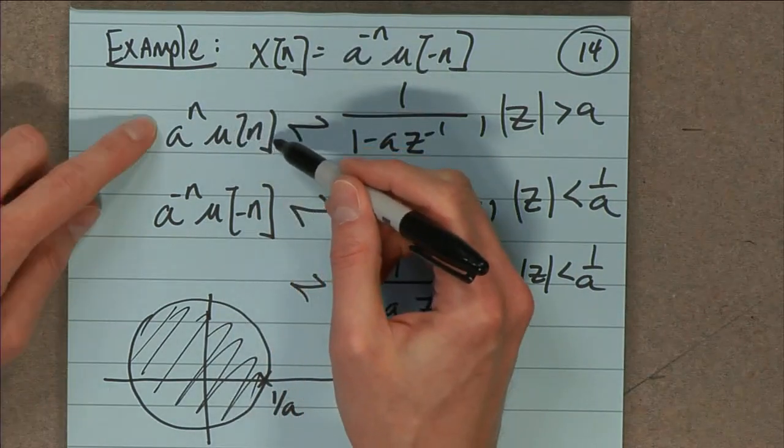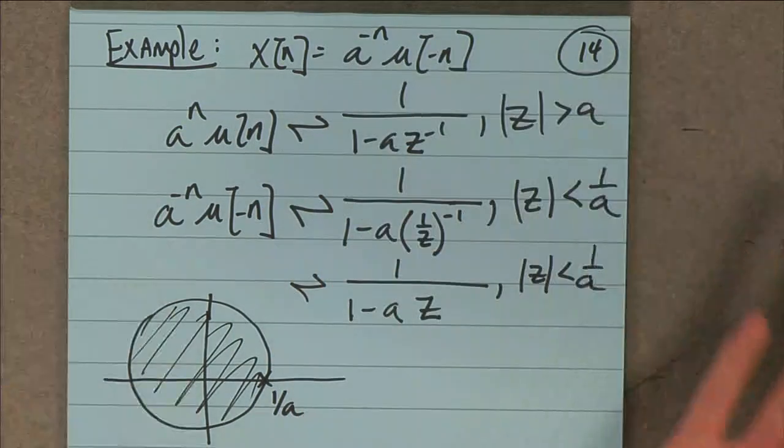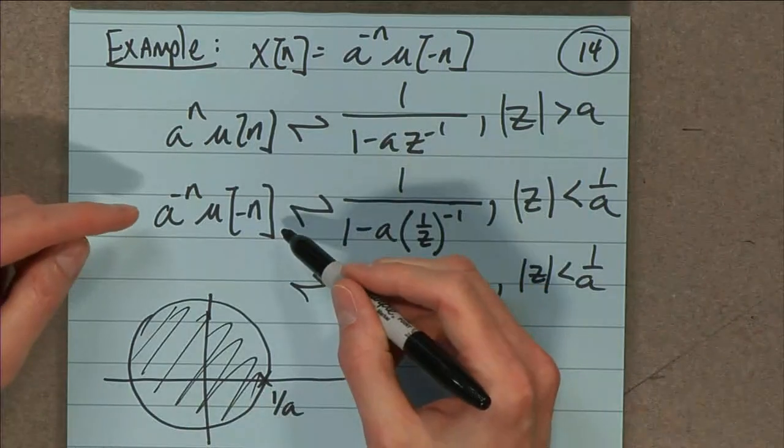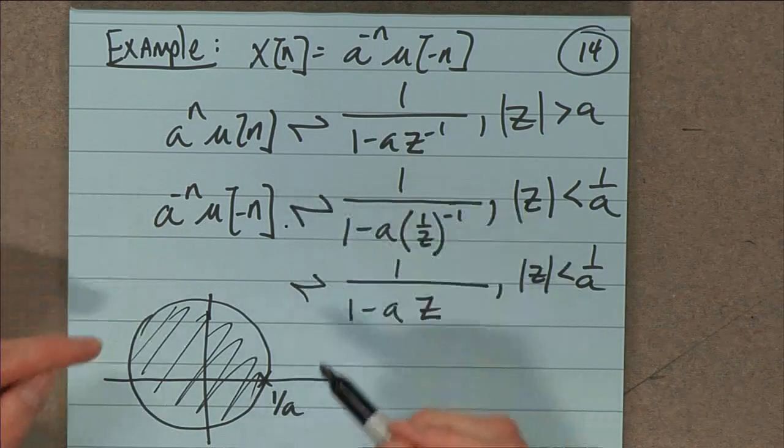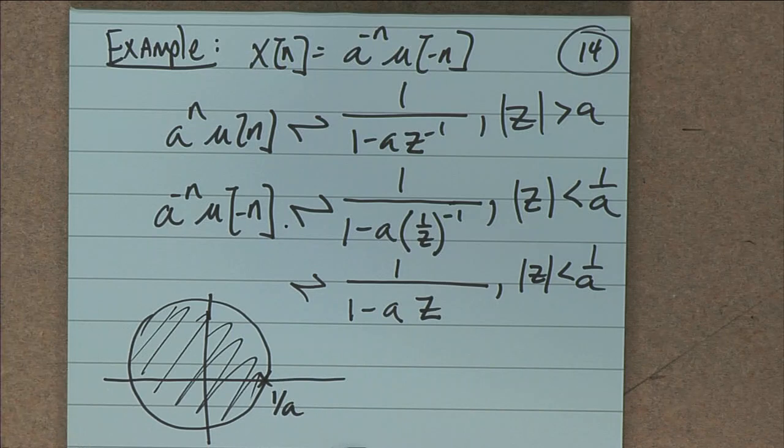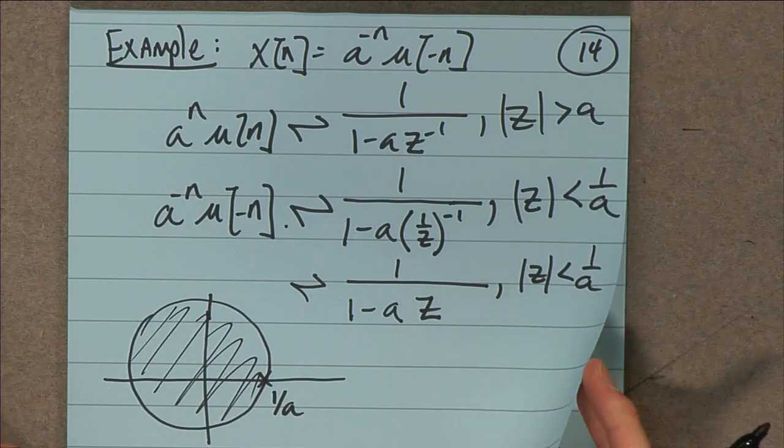Because what is a to the n, u of n? That's a right-handed sequence. We did time reversal. We flipped it over. What do we have now? A left-handed sequence. What happened? We have a region of convergence that looks like a left-handed sequence. So everything matched up.